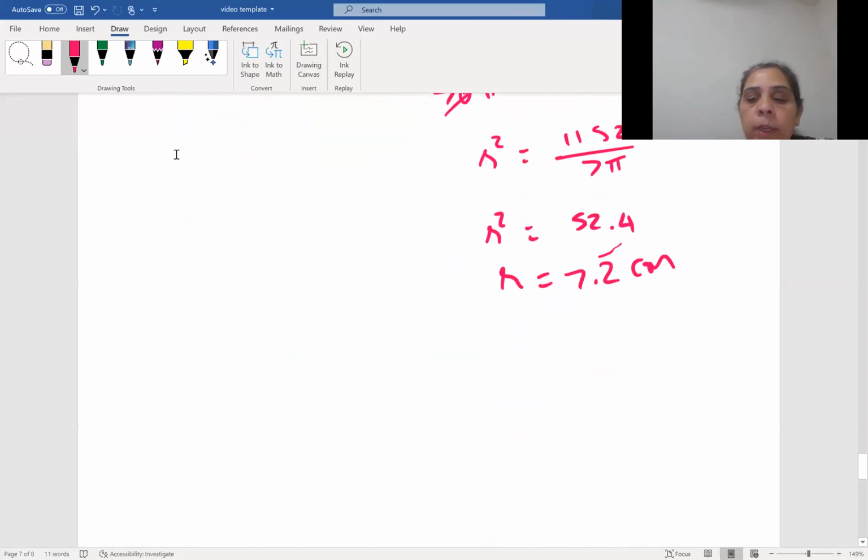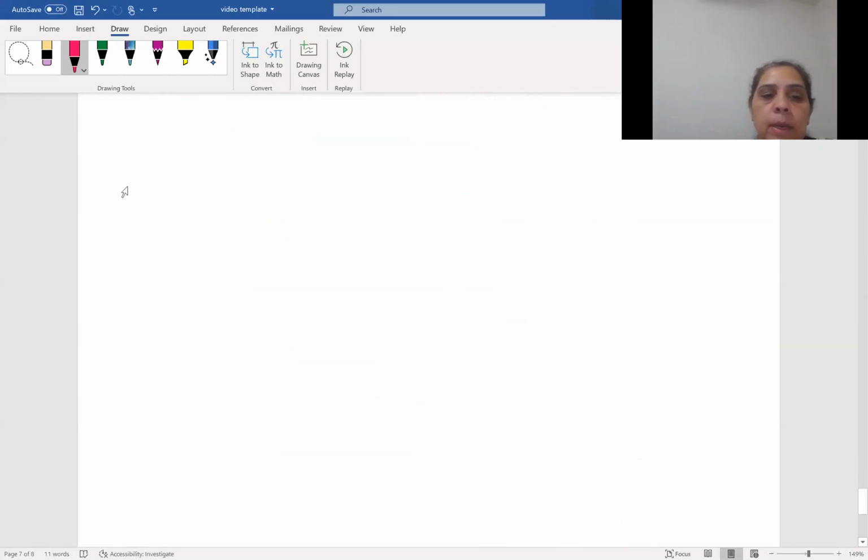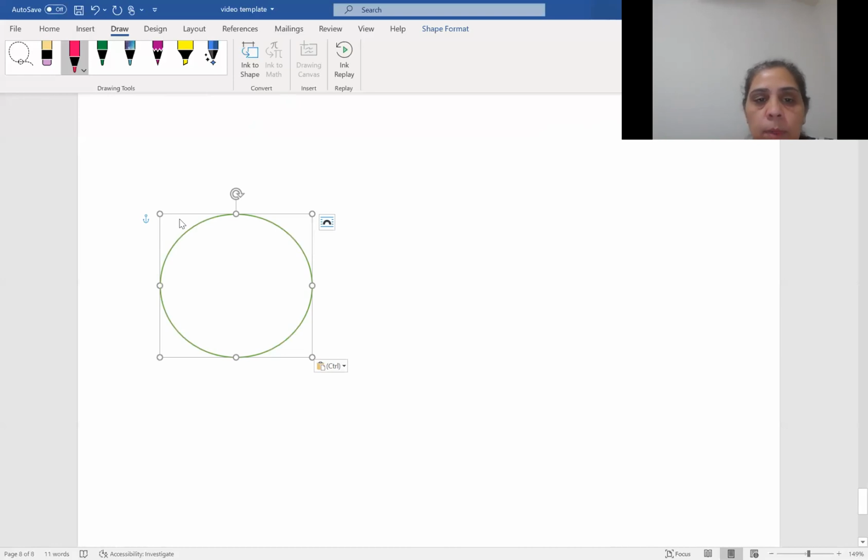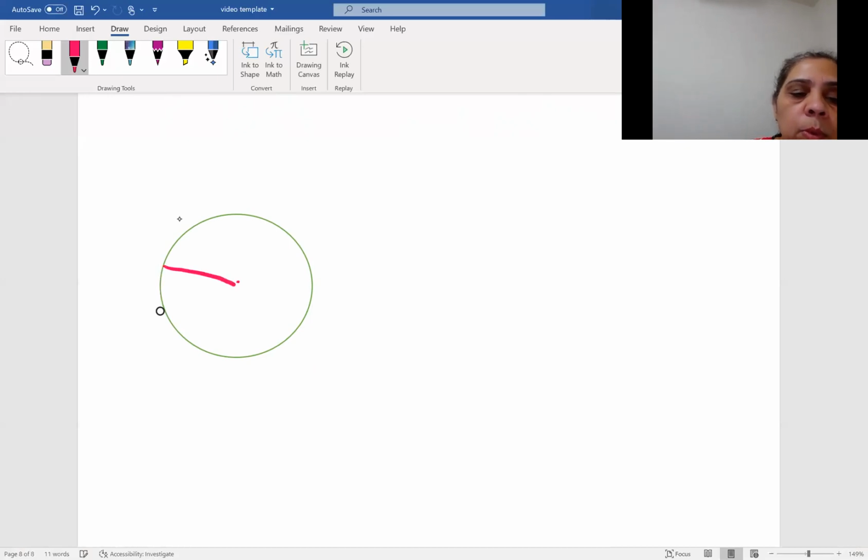Let me take one more example here. Let's say we have circle, and we have, let's say that is the sector, and we have this angle is, let's say we have 330 degree. And this area, we have area of this is, let's say we have 8 centimeters square. So what is this radius is? We need to find radius.